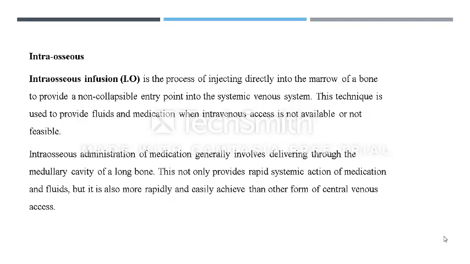Intraosseous infusion is the process of injecting directly into the marrow of a bone to provide a non-collapsible entry point into the systemic venous system. So this technique is used to provide fluid and medication when intravenous access is not available or not feasible. As I said, intraosseous infusion is another type of parenteral route of drug administration, whereby the drug or fluids are administered into the bone through the marrow, and this provides a non-collapsible entry point into the systemic venous system.